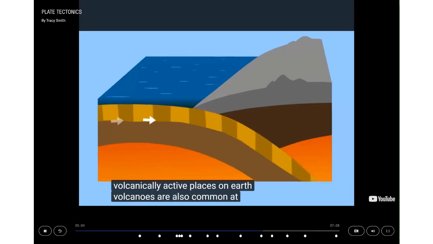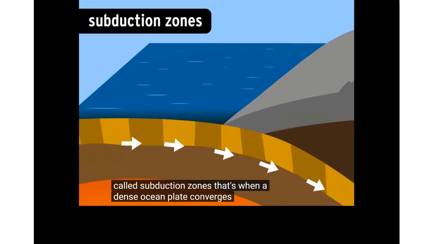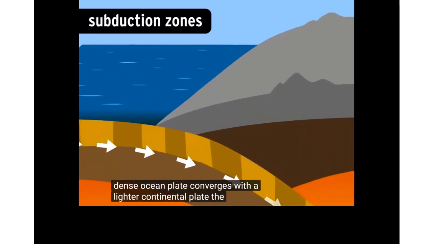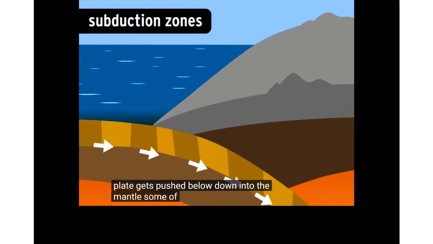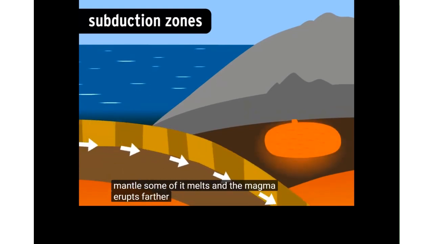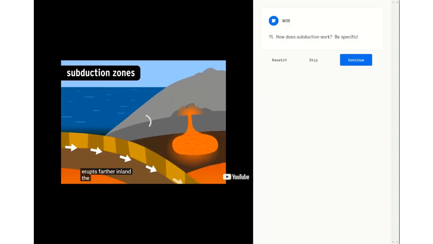Volcanoes are also common at boundaries called subduction zones. That's when a dense ocean plate converges with a lighter continental plate. The heavier plate gets pushed below, down into the mantle. Some of it melts, and the magma erupts farther inland. Describe how subduction works. What did they just describe to us?